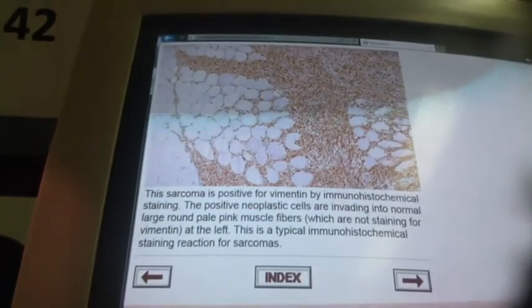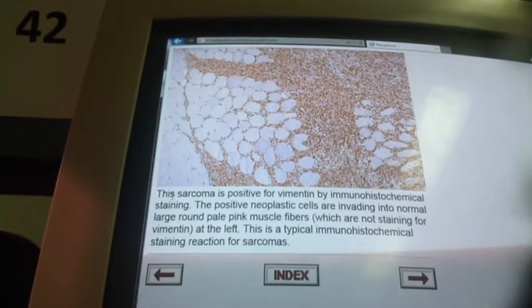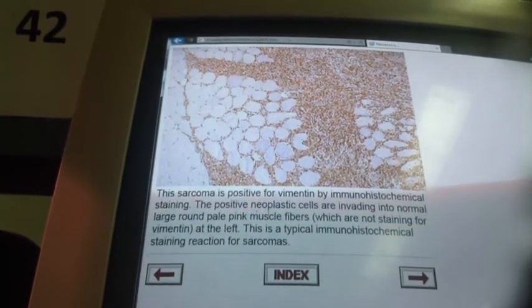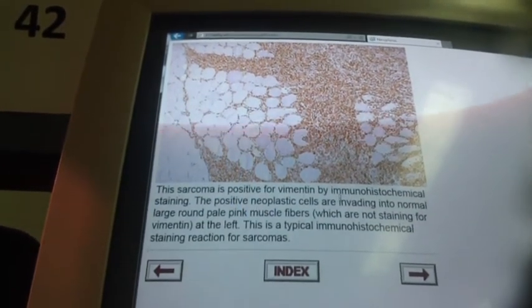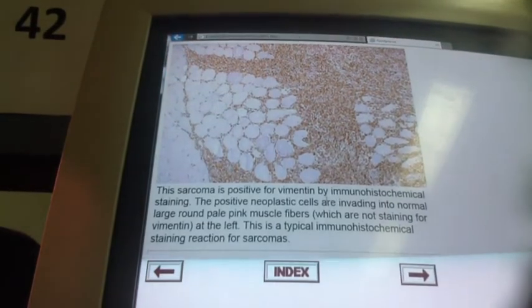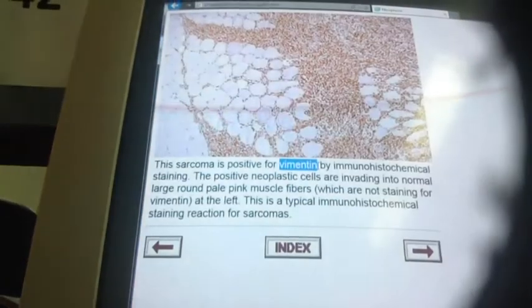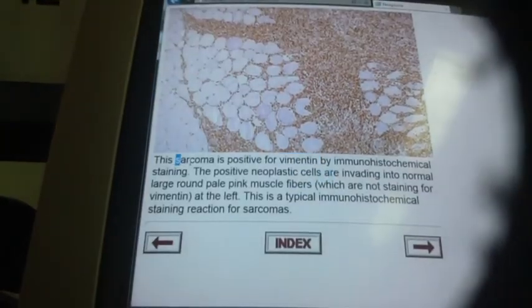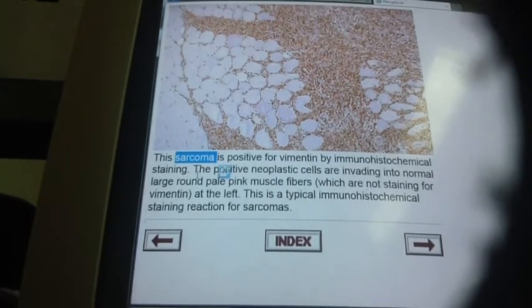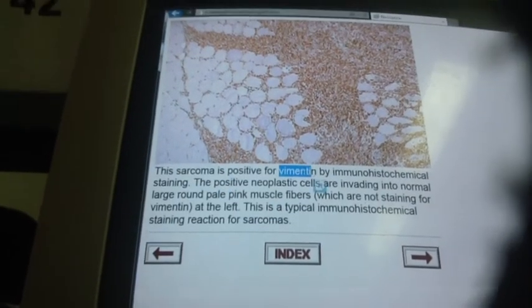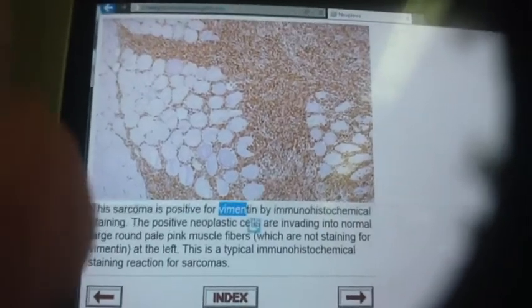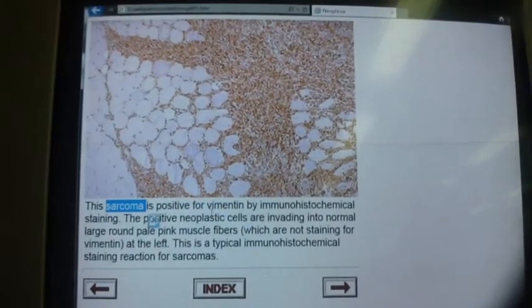This is an immunomarker specific for sarcoma. In a previous slide, we mentioned that the carcinoma-specific immunomarker is cytokeratin. So cytokeratin is specific for carcinoma, which is epithelial in origin, while we have vimentin, which is specific for sarcoma, which is mesenchymal in origin. So vimentin positivity is seen in sarcoma rather than carcinoma or lymphoma.